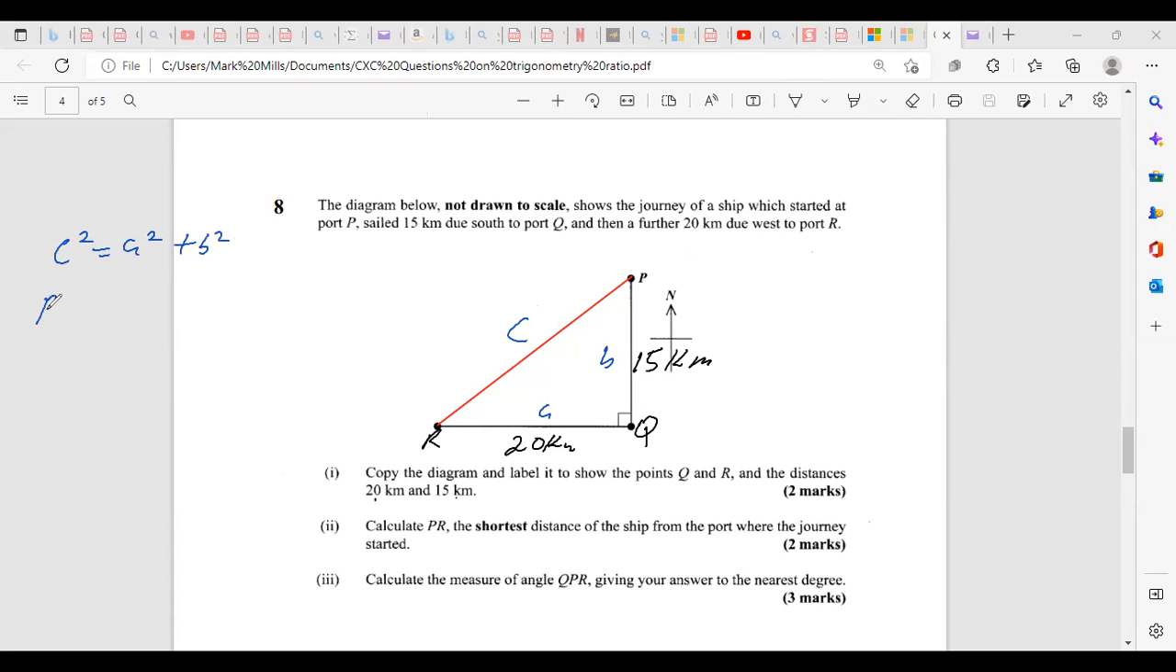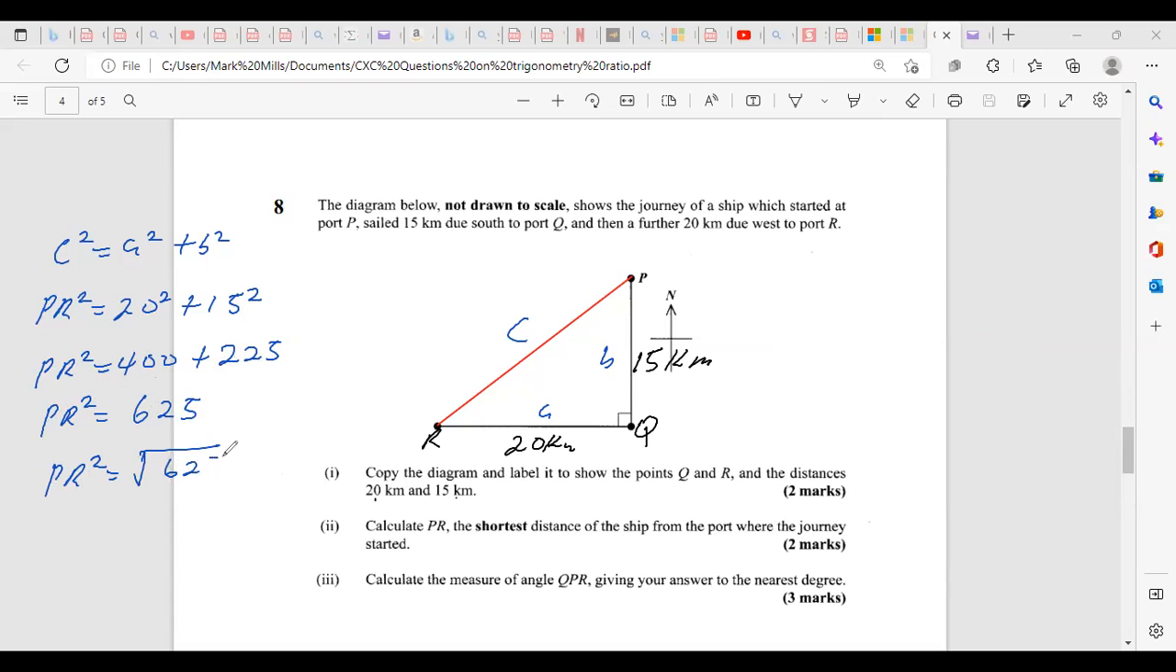So my C would be PR square. My A would be 20 square. My B would be 15 square. So PR square. Now, what is 20 square? 400, right? Plus 15 square. What is 15 square? 225. All right? There is PR square. We add the two. 400 plus 225. What do we get? 625. All right. So PR square is 625, so find the square root of 625. PR, what do we get? 25 what? Kilometers. All right. So that is it.